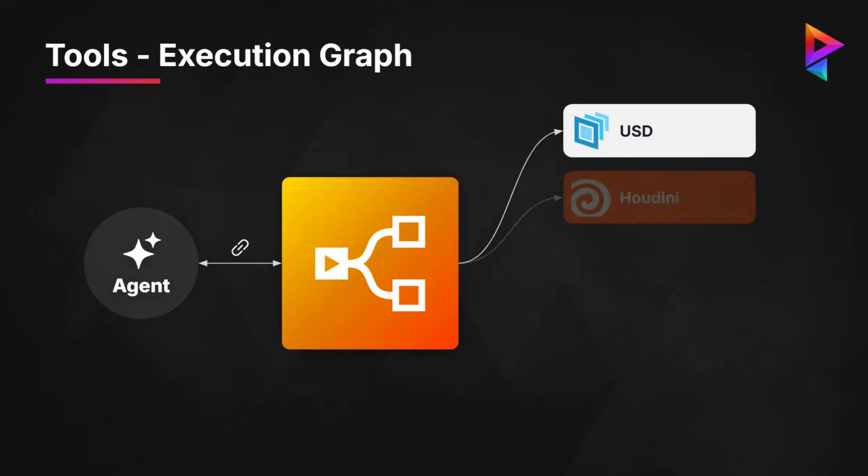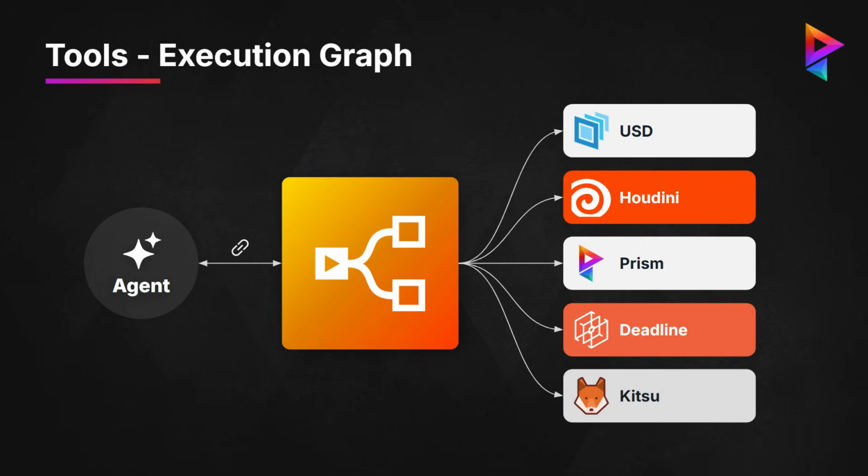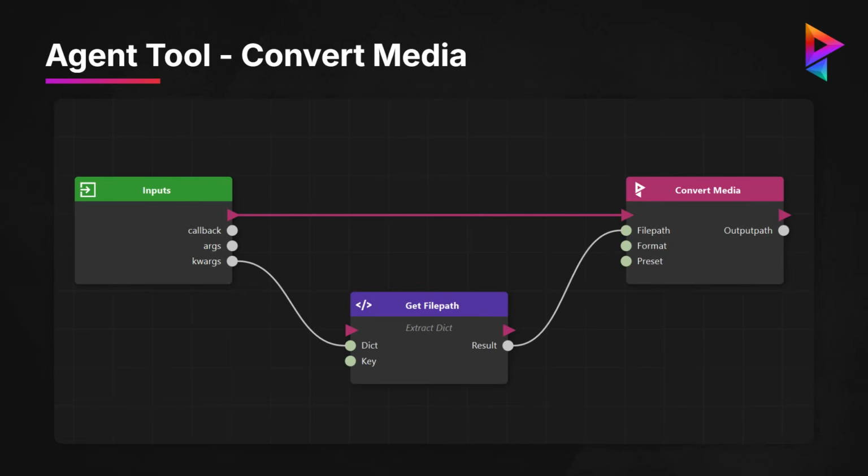So the problem is that now we have all these different tools, but we would need to know the Prism Python API and give the agent all these different tools so that the agent knows how to use it. So we found an easier way to combine all these different tools, which is to use the Prism Execution Graph. So basically now the agent only needs to know how to run the execution graph. And the execution graph already has access to the USD API, the Houdini API, basically all the Prism features. And now we can build simple graphs ourselves without any coding knowledge. We don't need to know any Python for that.